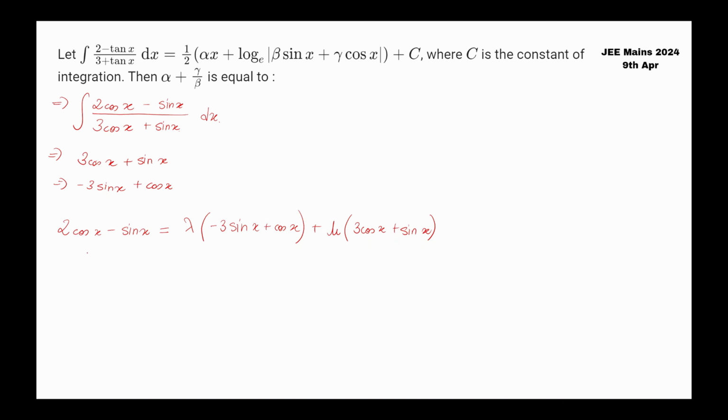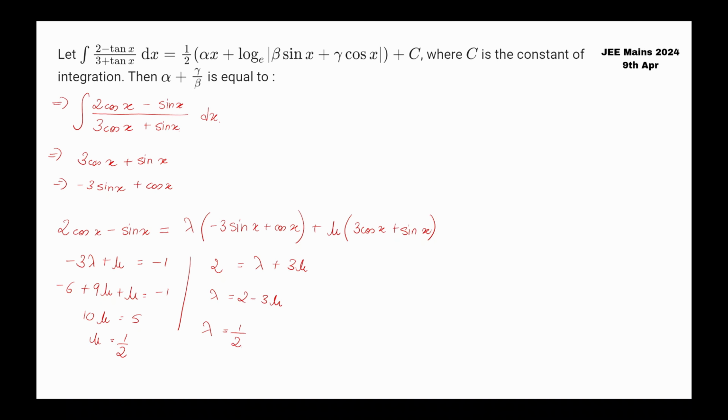So from here what would I get? Minus 3 lambda plus mu should be equal to minus 1, and we should have 2 equals lambda plus 3 mu. So from here, what is the value of lambda that we are getting? 2 minus 3 mu. If I replace it here, I would have minus 6 plus 9 mu plus mu equals minus 1. So we would have 10 mu equals 5. So mu would be equal to half. And if I substitute this value here as well, I would get lambda also equal to half. So these are the values of lambda and mu that I'm getting.